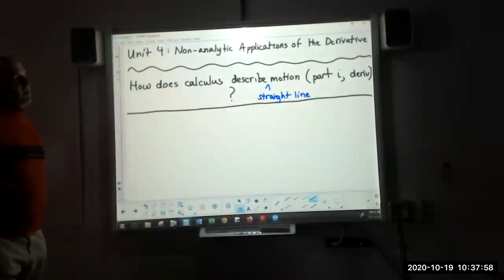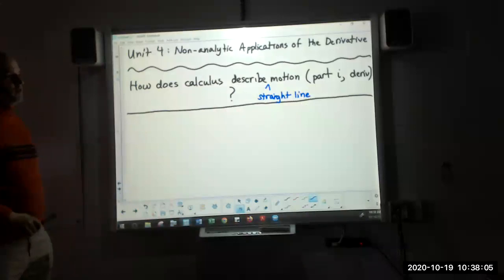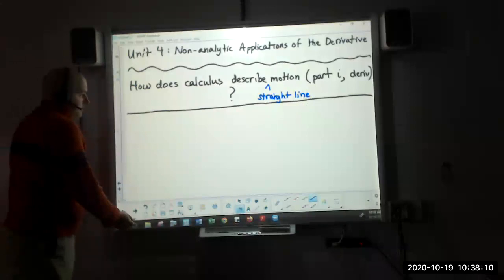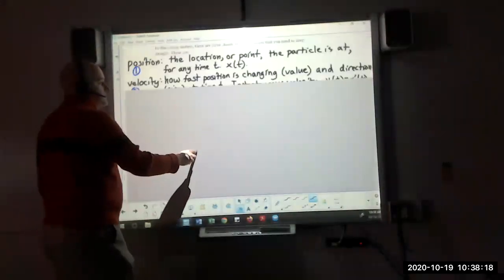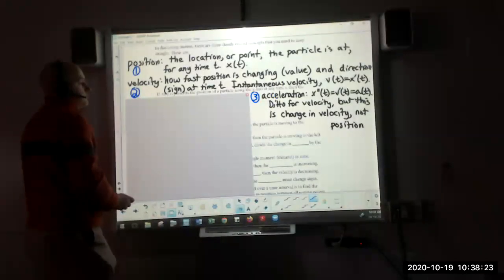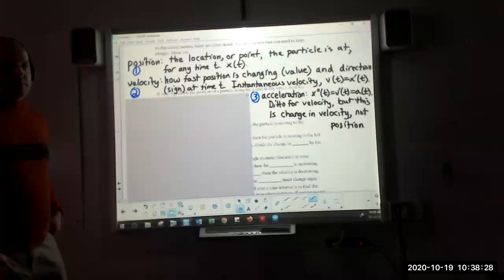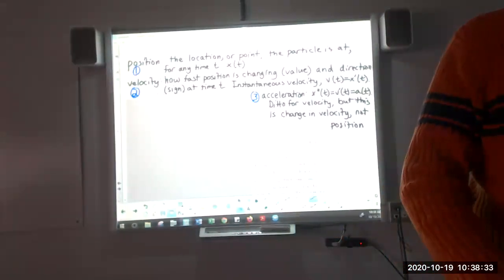The reason why we're doing straight line motion is because it's less confusing. It's less complicated. It's a good entry point for using the derivative to do more than the stuff we've been doing. So we're going to start off with three really important ideas, and it's largely a vocabulary issue. So these are the three ideas. It didn't fit as well as I thought it would, sorry. But I'm going to give you some time to write all those down.